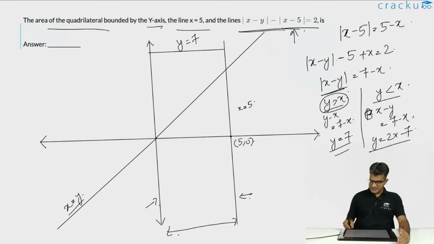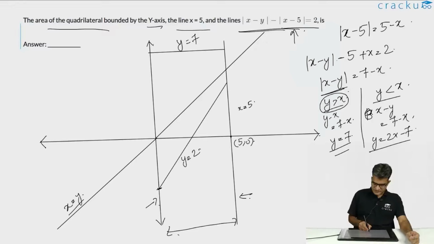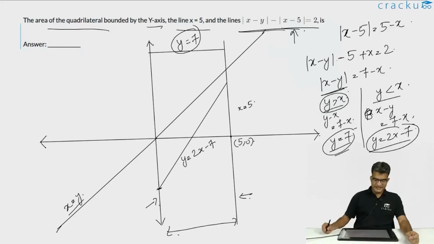Here the equation of the line is y is 2x minus 7. When the value of x is 0, that is on the y-axis, this will be minus 7 over here, and it will look something like this. This point over here, this equation is y is equal to 2x minus 7. This equation, this is y is equal to 7. Separating both of them is the line x is equal to y.